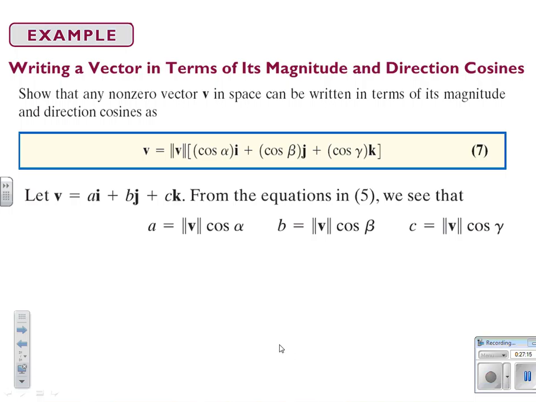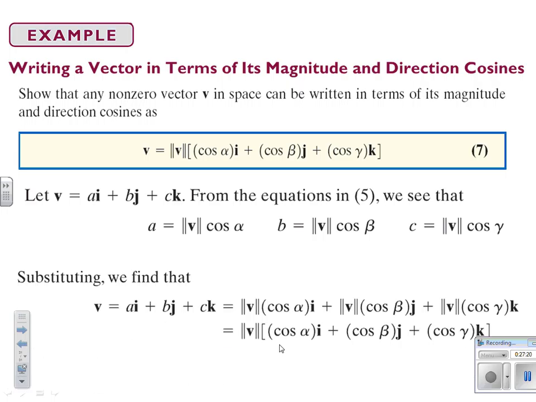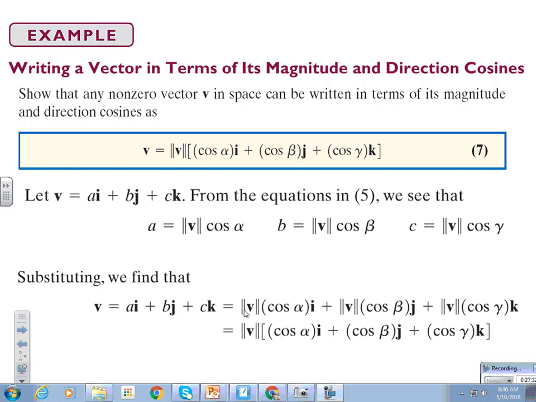All right, so we're going to go ahead and replace each of these coefficients with the magnitude times the cosine of the angles alpha, beta, and gamma. Once we do that, we're going to go ahead and factor out the magnitude, which leaves us with our vector v equaling the magnitude times cosine alpha i plus cosine beta j plus cosine gamma k.